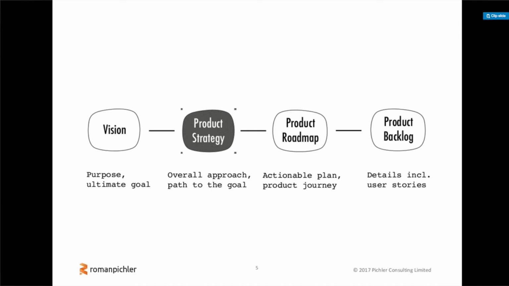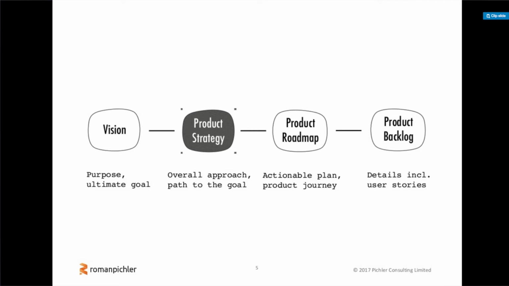And so what this model is trying to ensure is that the user stories that you identify and capture in your product backlog are in line, essentially, with the product strategy and the vision. And that the vision and the product strategy open up the context for making the right detailed decisions.